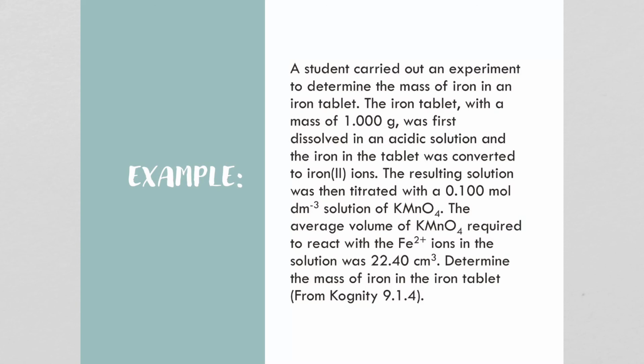So in this example, also taken from Cognity, a student carried out an experiment to determine the mass of iron in an iron tablet. The iron tablet, with a mass of 1.000 grams, was first dissolved in an acidic solution, and the iron was converted to iron 2 ions. The resulting solution was then titrated with a 0.1 mole per liter solution of potassium permanganate. The average volume of potassium permanganate needed to react with the iron 2+ ions was 22.4 centimeters cubed, or 22.4 milliliters. Determine the mass of iron in the iron tablet.